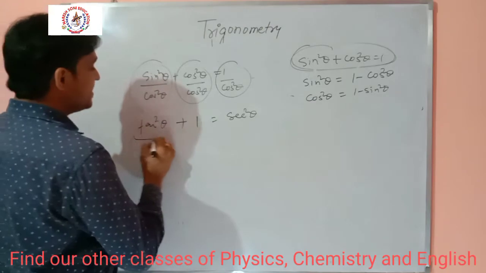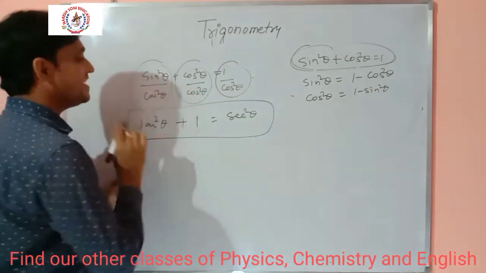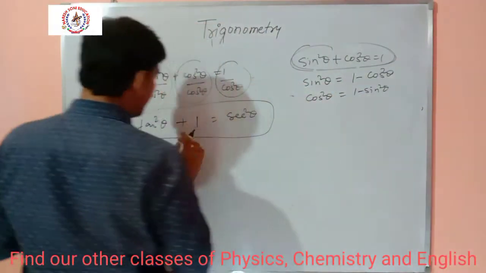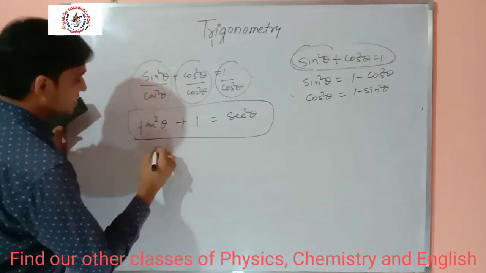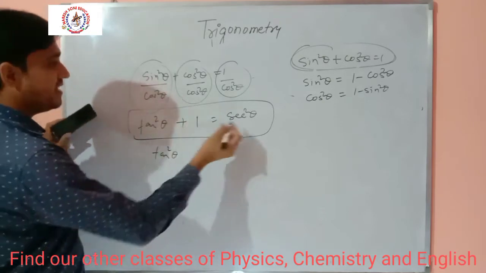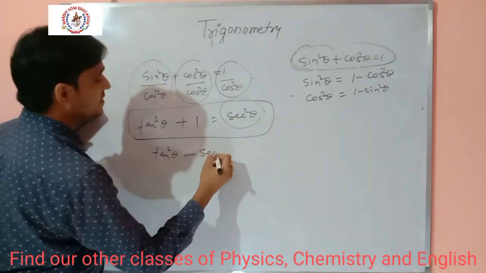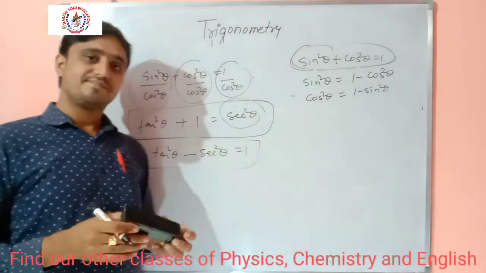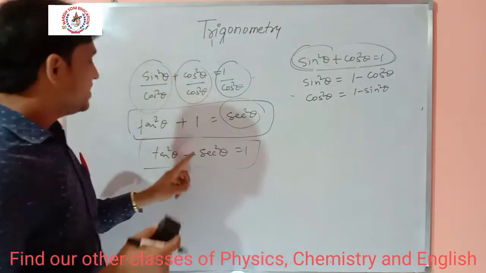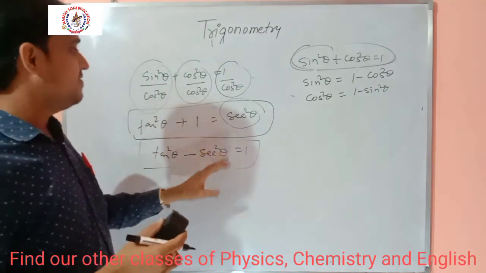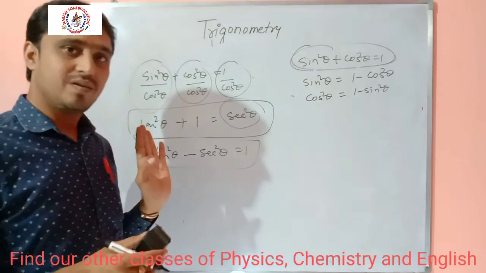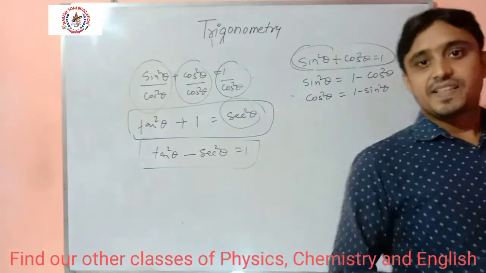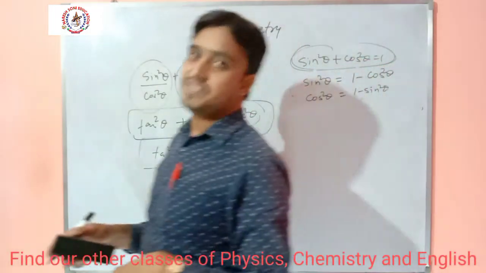One more identity, tan square theta plus 1 is sec square theta. Yes? So what can you write from this? You can write sec square theta minus tan square theta equal to 1. Understood, guys? So this is another identity. It is the derived form of this one. Got my point? So these are some trigonometric identities that are very important for trigonometry.